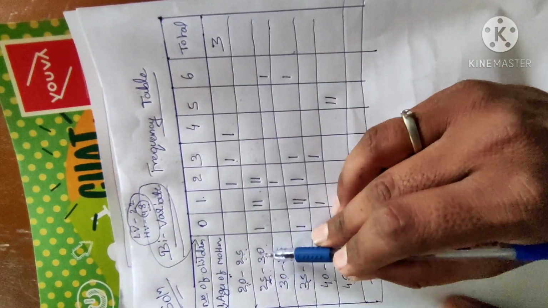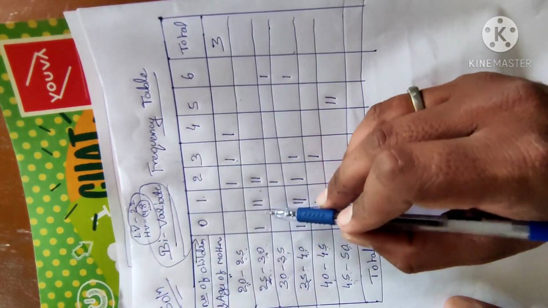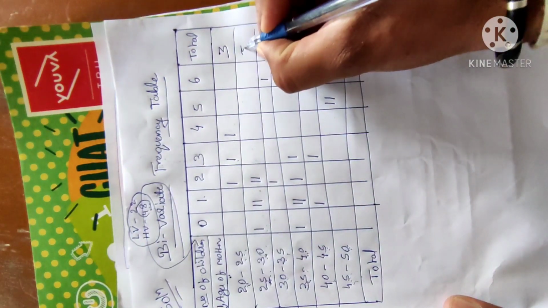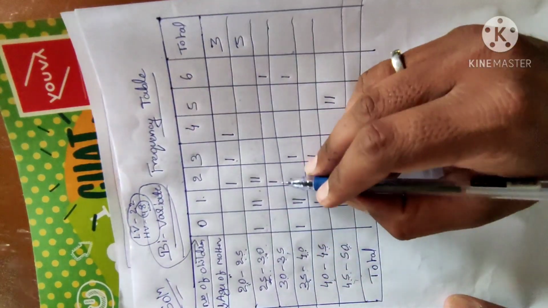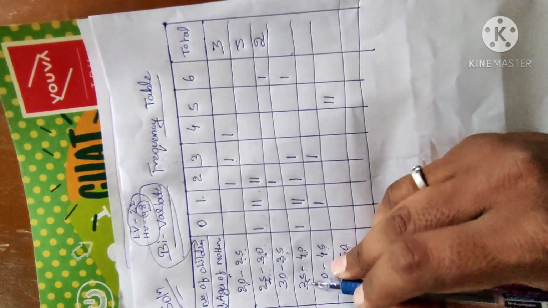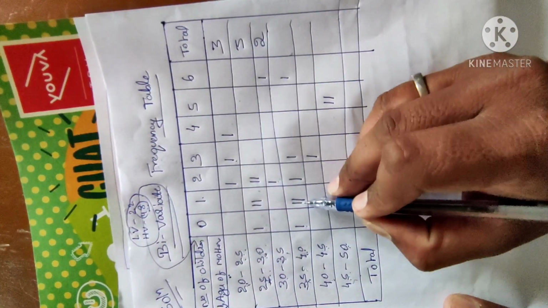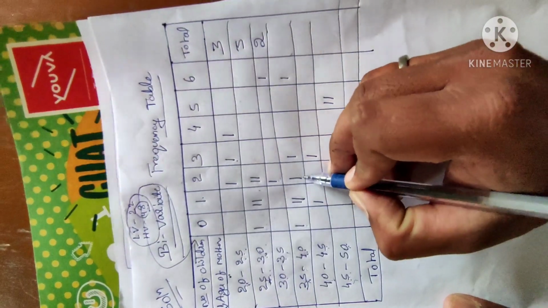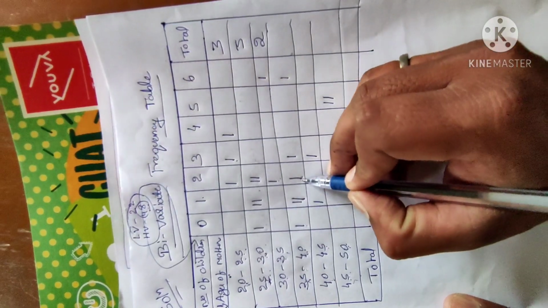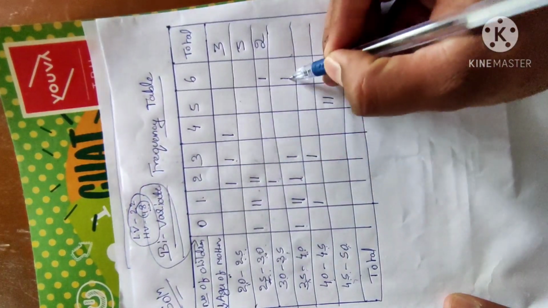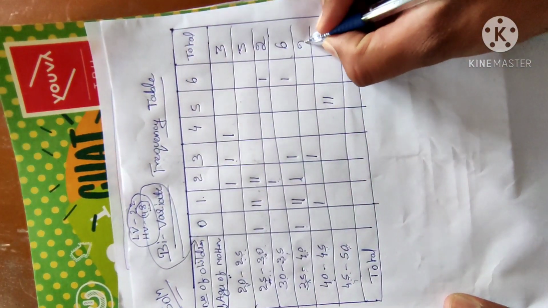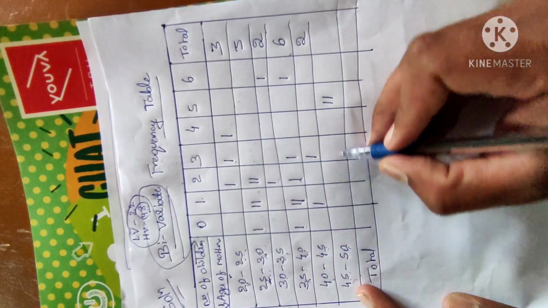Next, 25 to 30, there is a 1 here, 2, 3. 3 plus 2, 5. Next, 30 to 35, here 1 plus 1, 2. Next, 35 to 40, 1 plus 2, 3, 2 plus 1, 3 plus 1, 4, 4 plus 1, 5, 5 plus 1, 6. Next here, 1 plus 1, 2. Next, 45 to 50, only 2.